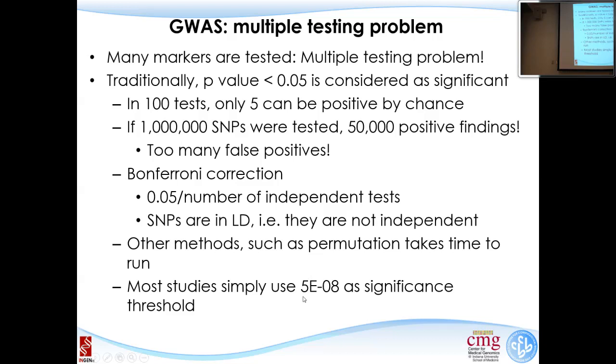So we just use this 5 times 10 to the power of -8. I don't know where exactly this number is from. Probably in the old days we had around 500,000 SNPs, and the first paper used this one, then everybody just used this threshold. It's not a gold standard, but when you try to write a paper, you had better use this threshold.